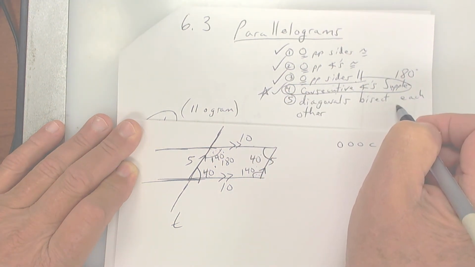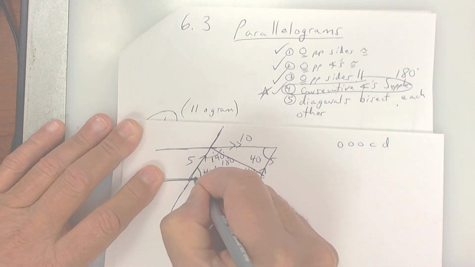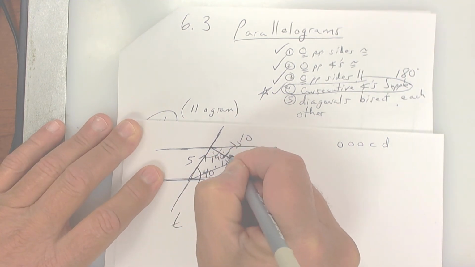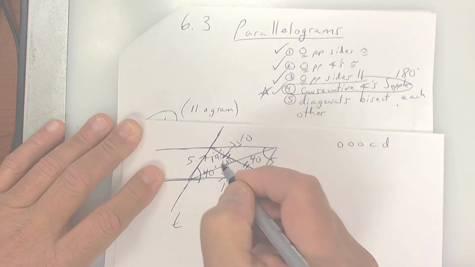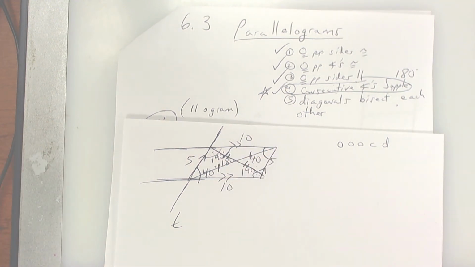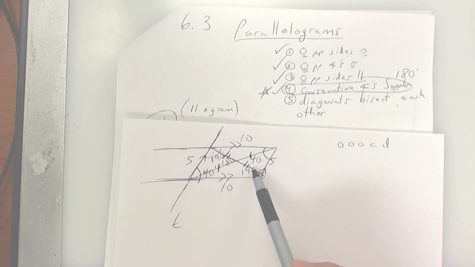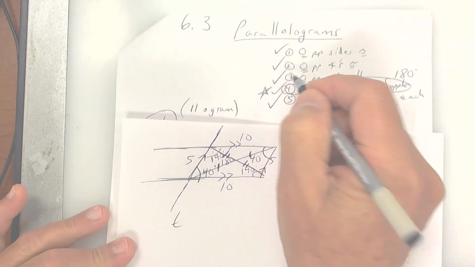Diagonals bisect each other. So what that means is this diagonal cuts this one in half. So this piece would be equal to that piece, and this piece would be equal to that piece. They're not all equal, but this diagonal splits this one, and this other diagonal splits the other one. Okay, and that's it. Those are the 5 properties.